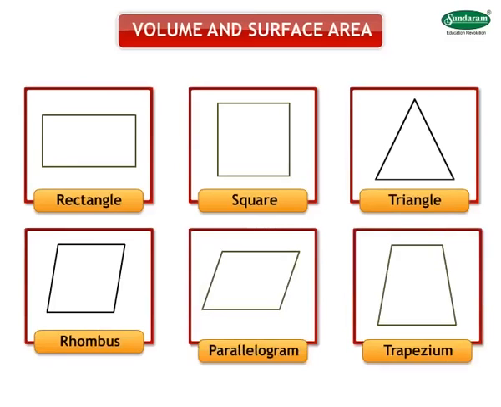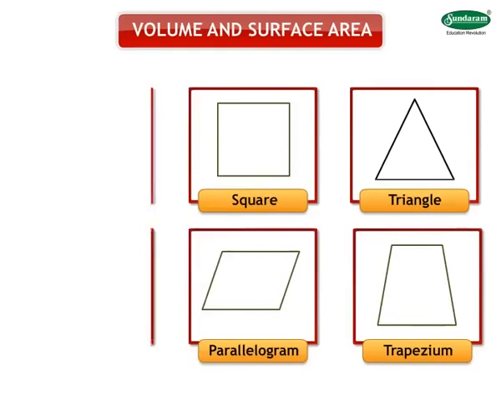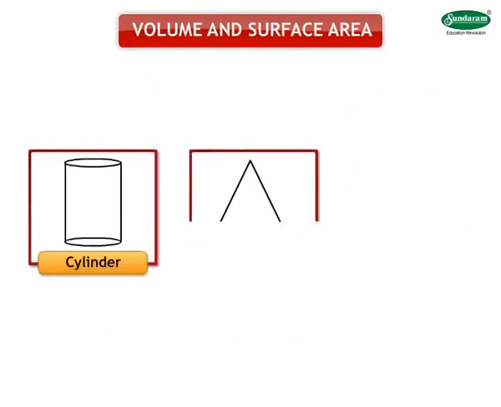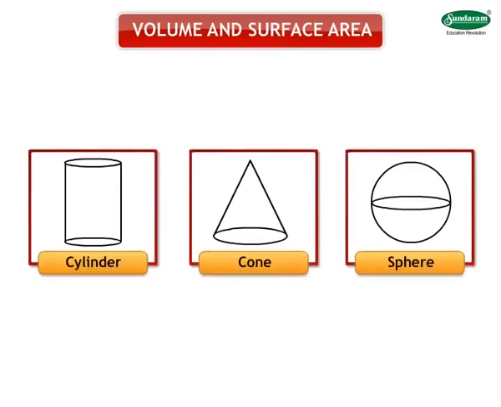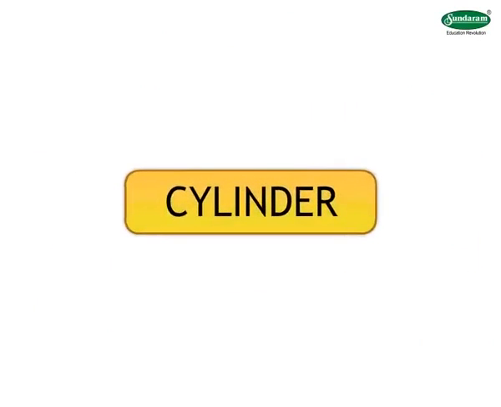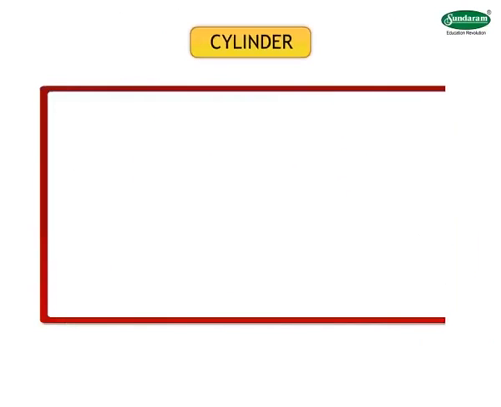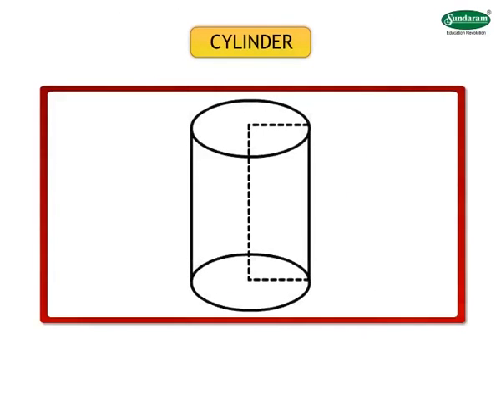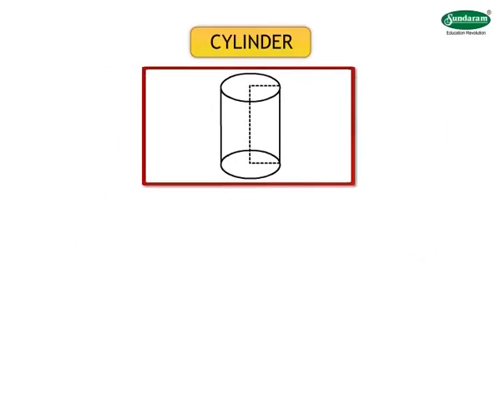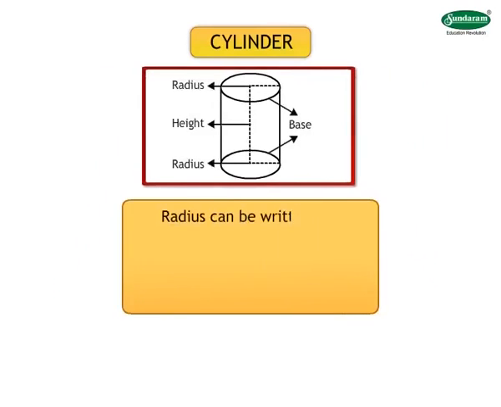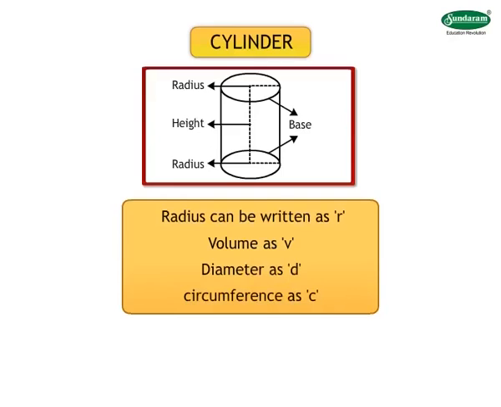We have learned how to find the area of different shapes such as rectangle, square, triangle, rhombus, parallelogram, trapezium, etc. In this chapter, we shall learn how to find the volume and the total surface area of shapes like cylinder, cone, sphere, etc. First, we shall consider a cylinder and learn how to find its volume and the total surface area. Remember, radius can be written as R, volume as V, diameter as D, and circumference as C.